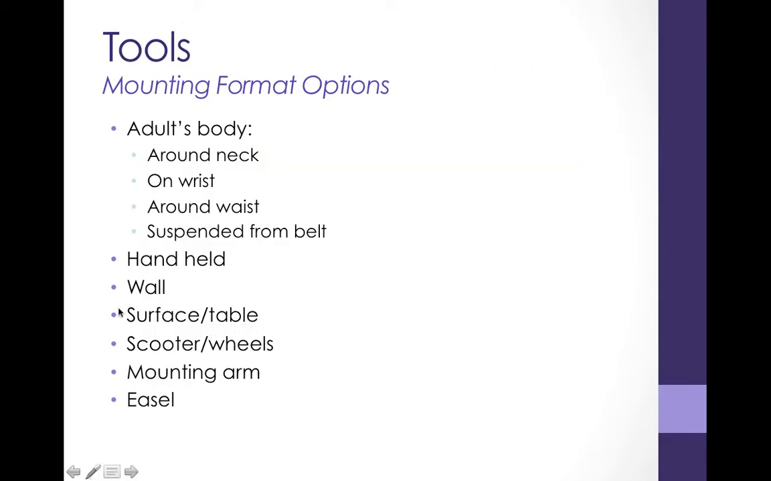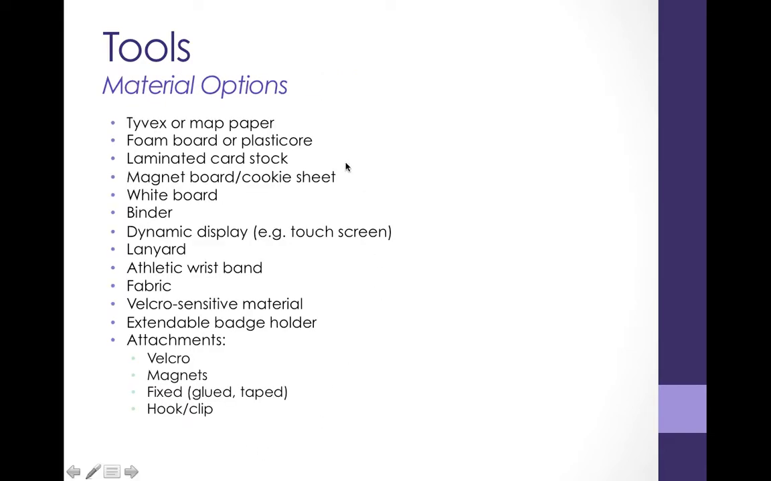I promised you that I would have a summary of the different formats and materials, etc. So here are a bunch of different ways that we've talked about. Some, like on a scooter or a mounting arm or an easel, we didn't really talk about, but those are there for your reference to think about how you might mount or hold on to those tools. And then here are a bunch of the material options. So what would be that format that you would use to create that?